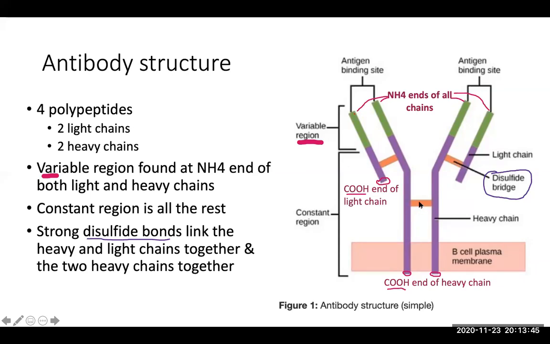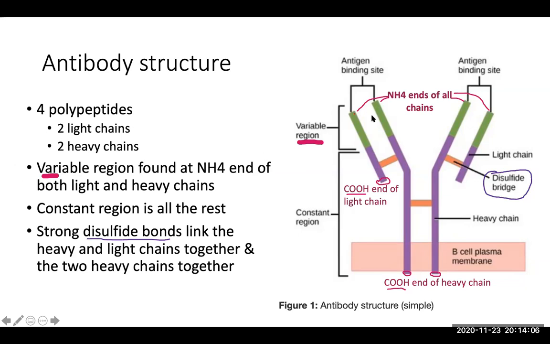And you can imagine these must be pretty darn strong if just 1, 2, 3 of those hold the whole antibody together. And antibodies can last anywhere from 2 weeks to months in the body. So they are really strong, okay?